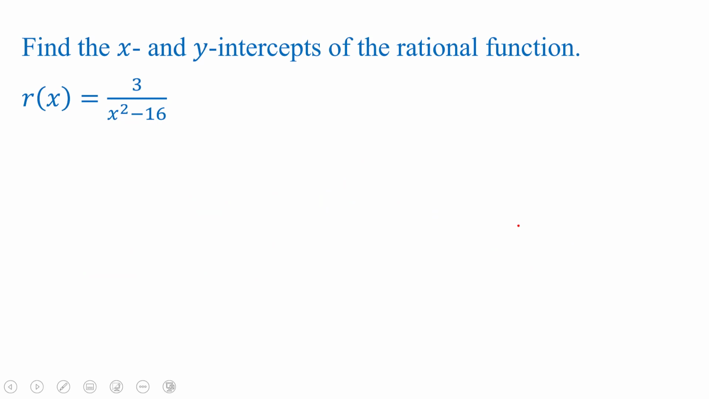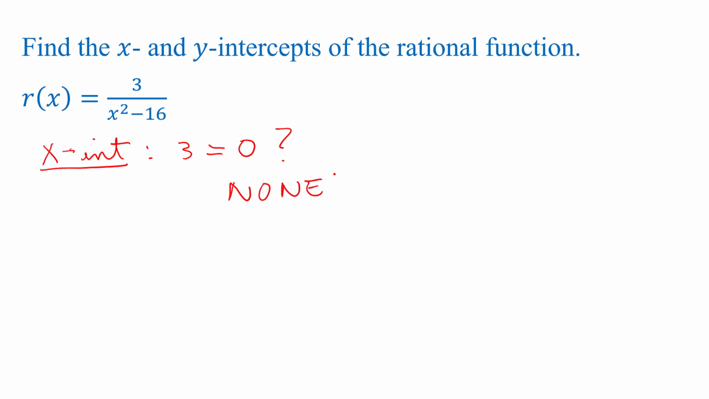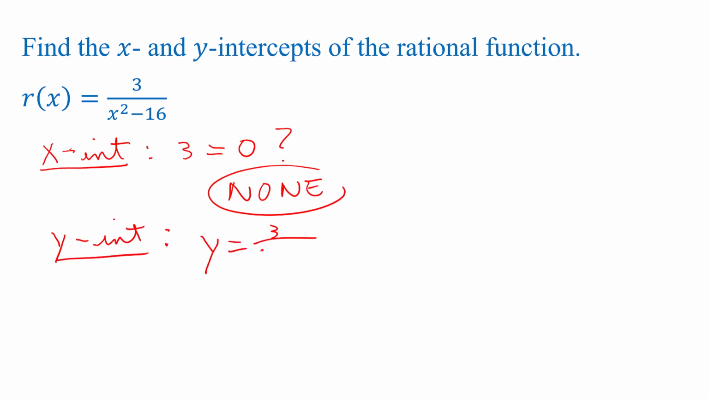Okay, r of x equals 3 over (x squared minus 16). For x-intercepts, we set y, or in this case r of x, equal to 0. The only way that r of x would equal 0 is if the numerator equals 0. Well, 3 equals 0. I don't think that ever happens. So again, we have no x-intercepts. For y-intercepts, we set x equal to 0, giving us y equals 3 over (0 squared minus 16). Simplifying to get negative 3 over 16, we have a y-intercept of 0, negative 3 over 16.